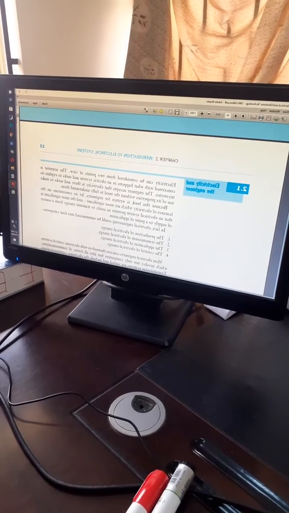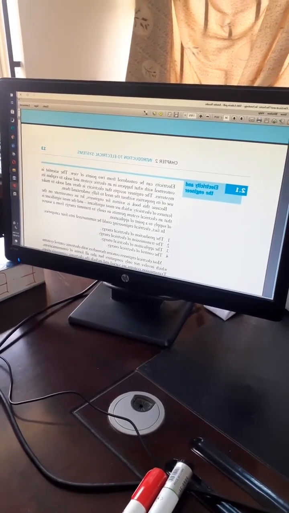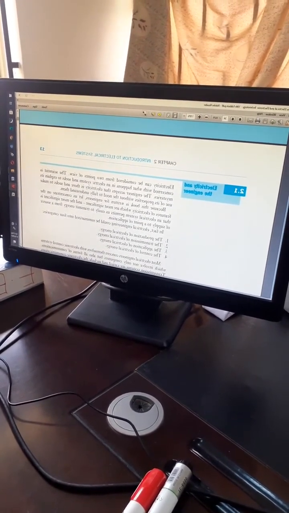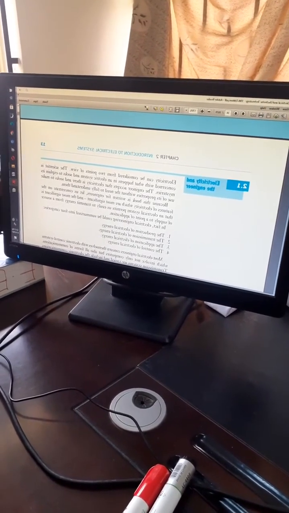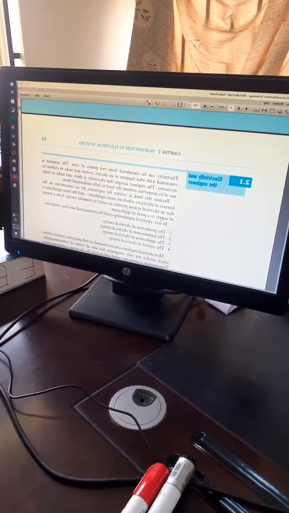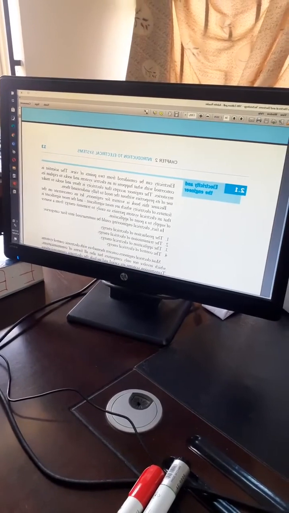In fact, electrical engineering could be summarized into 4 categories: production of electrical energy, transmission of electrical energy, the application of electrical energy, and the control of electrical energy.